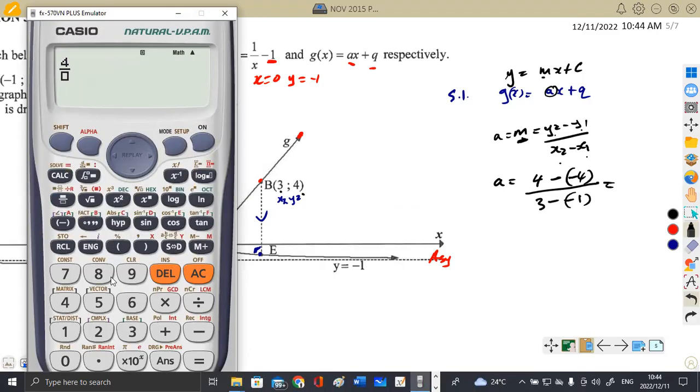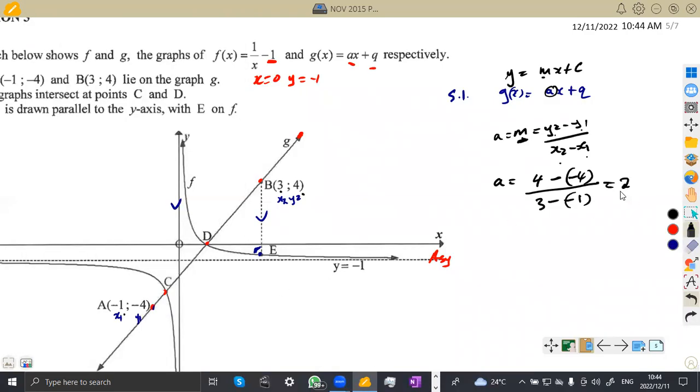The calculator, 4 minus minus 4, everything over 3 minus minus 1. That is going to be 2. So our A, which is the gradient, is 2. So A is equal to 2. To find the Q, you simply have to substitute now into the equation, just like the way you find the equation of a straight line.